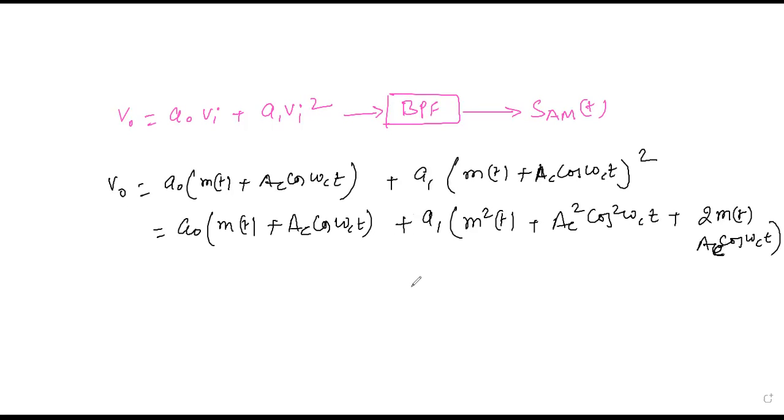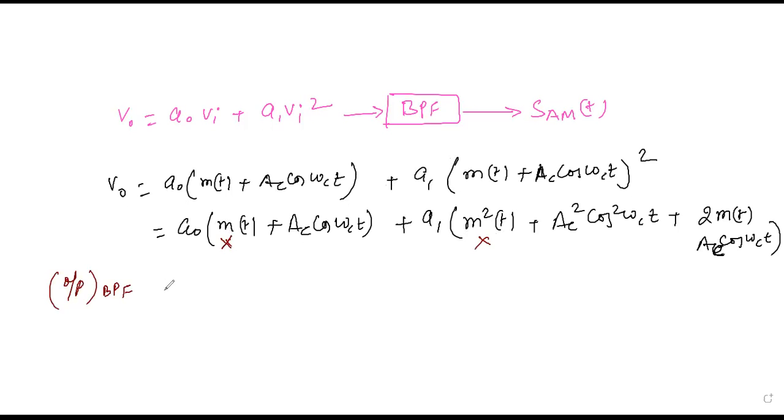Now, what will happen here? My dear friends, M square t is the DC signal, DC power, so it will be blocked by your band pass filter. This is M of t without the carrier signal; it will also be blocked by the band pass filter.